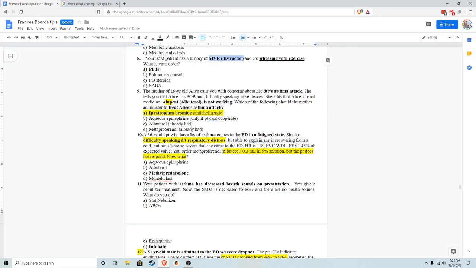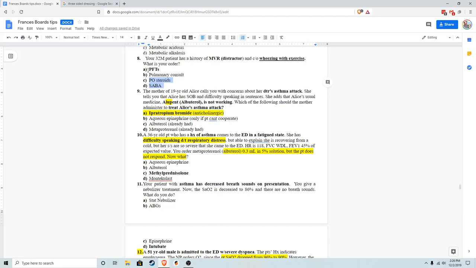So how do we confirm someone having asthma? So what do we order? We don't order meds before figuring out what they have, right? So we're not going to give steroids, or we're not going to give our beta agonists, because we don't know if this person has asthma or not. So those two we can throw out right away.